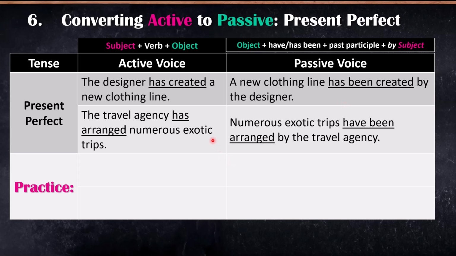Another example, the travel agency has arranged numerous exotic trips. In the passive, numerous exotic trips have been arranged by the travel agency. In this example, we use have been arranged instead of has been because the object is plural, trips. So we need a plural verb. Okay, let's do some practice.